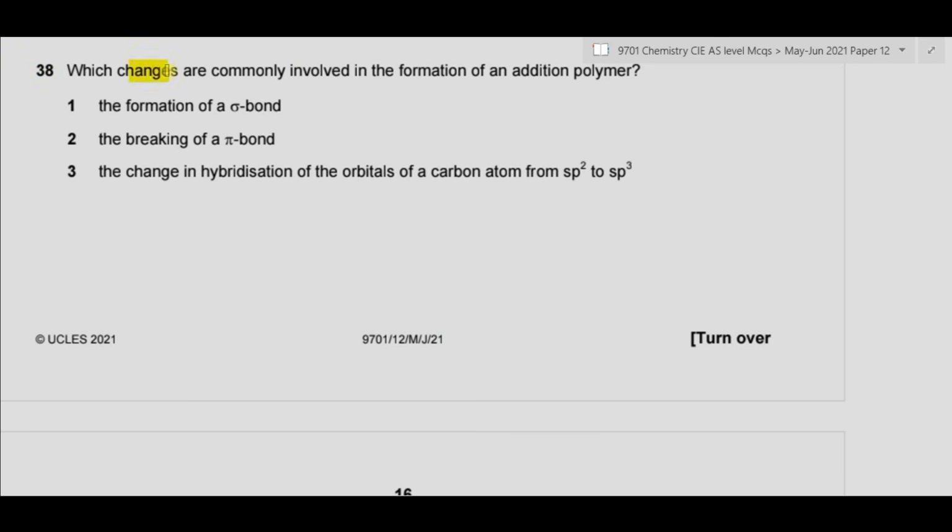Question 38. Which changes are commonly involved in the formation of an addition polymer? Let's do an example of addition polymer. For example, we have alkene. These are the monomers of alkene.